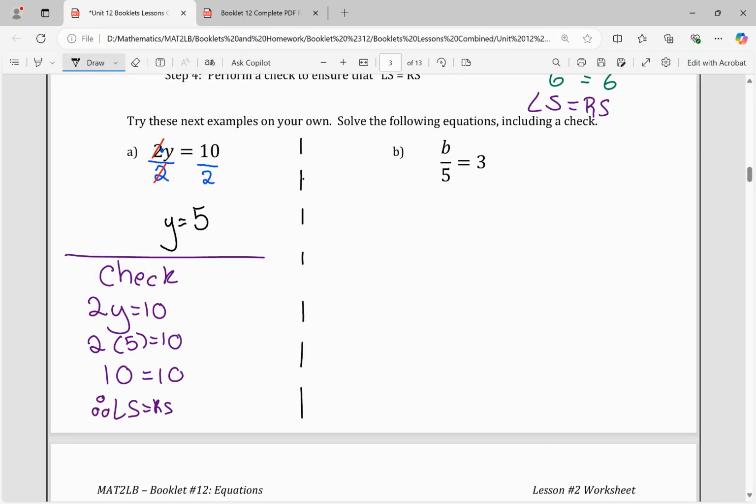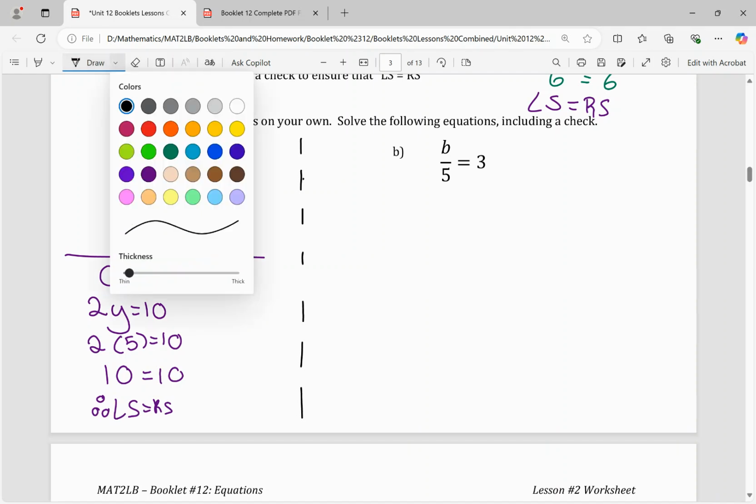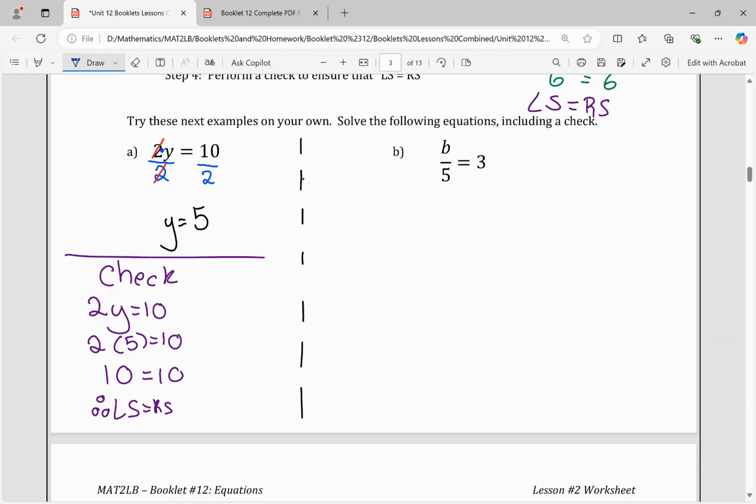Good. Let's try the last example. B divided by 5 is equal to 3. We want to solve for B. We want to isolate for B. So this 5 right here, that's in the way. And we need to use opposite operations.